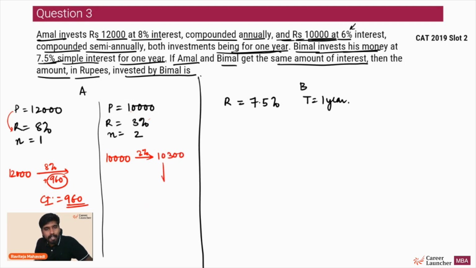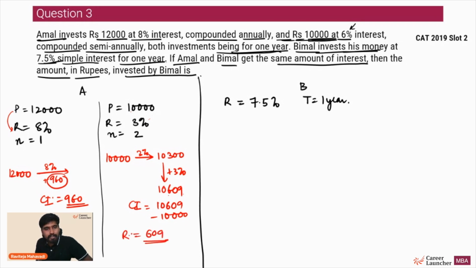10,300. Next time again it increases by 3%. 103 whole square is what it will become. It will become 10,609. So the compound interest in this case is 10,609 minus 10,000, which is equal to 609 rupees.